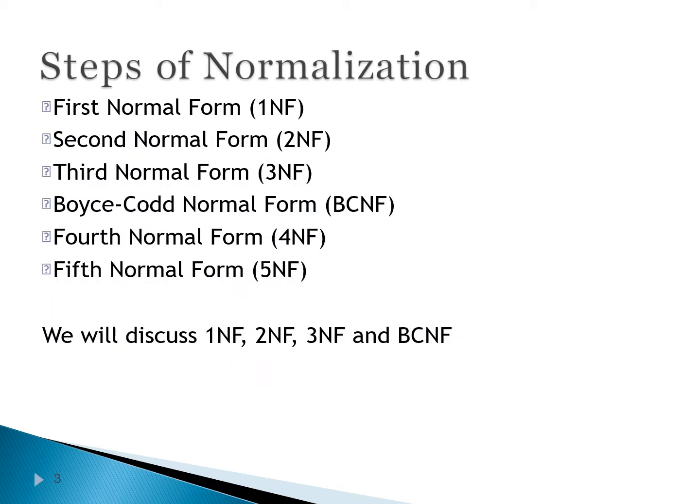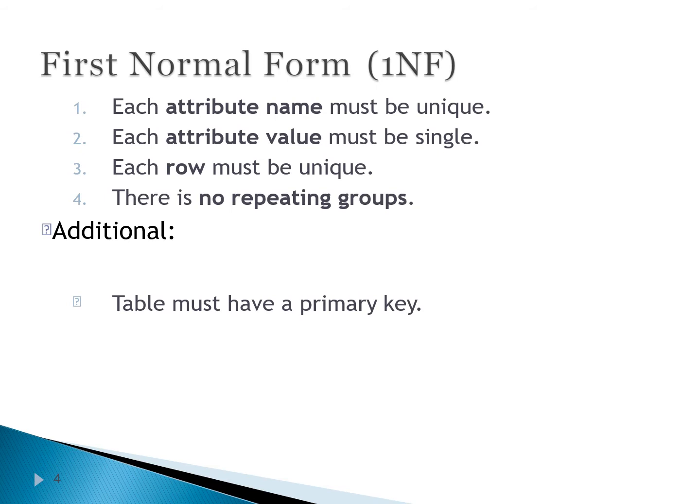These are the various steps of normalization: 1NF, 2NF, 3NF, BCNF, 4NF and 5NF. And we will discuss only 1NF, 2NF, 3NF and BCNF here. 1NF is the first stage of normalization. For a table to be in 1NF, the following rules are required.